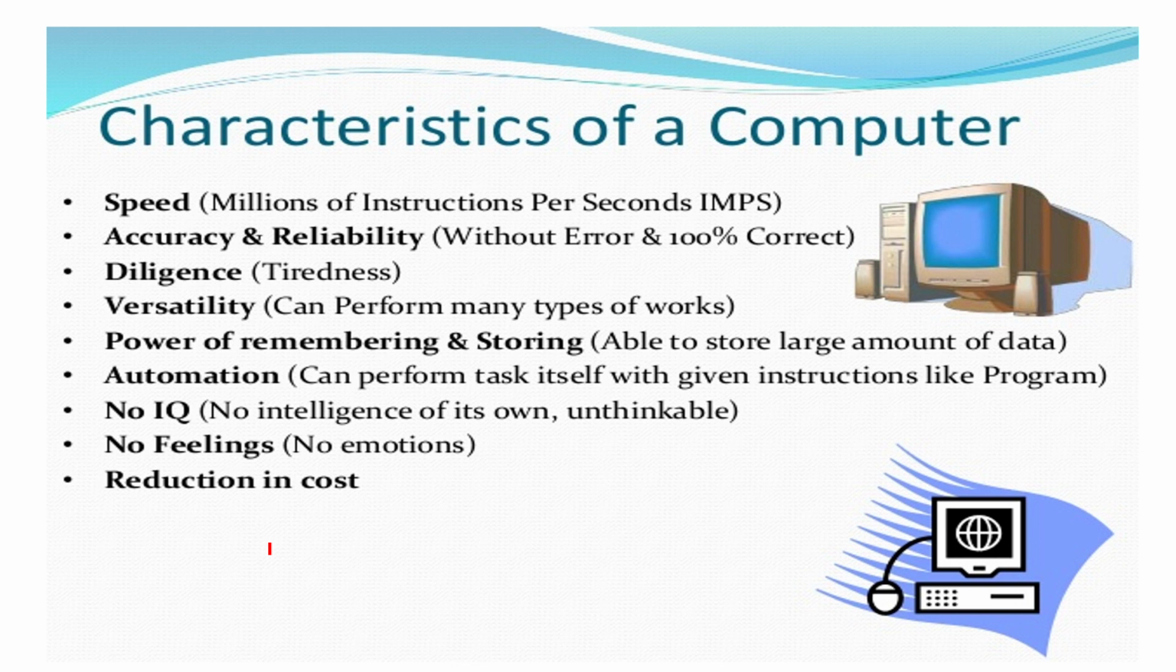Now, power of remembering and storing. It has a large amount of data. So this large amount of data is stored in various types of memory, as we have studied earlier, that it has many types of storage memory, like primary memory and secondary memory, where the things are stored.